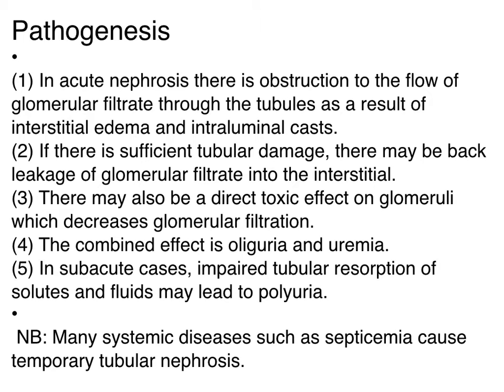In subacute cases في الحالات تحت الحادة راح يصير هنالك impaired tubular resorption، راح يصير إعاقة في امتصاص الأنابيب of solutes and fluids, which may lead to polyuria. Many diseases or systemic diseases such as septicemia cause temporary tubular nephrosis.